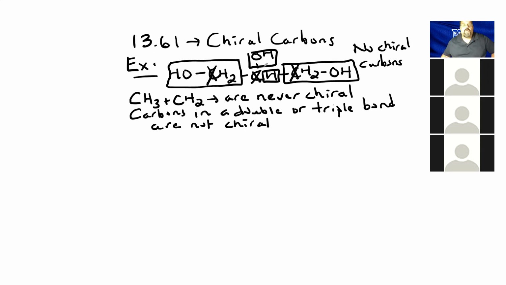What's the issue here? CH2OH to the left and CH2OH to the right are exactly the same. Those 2 groups to the left or to the right of the central carbon are exactly the same. And therefore, that middle carbon is not chiral. So this particular example here has no chiral carbons associated with it.